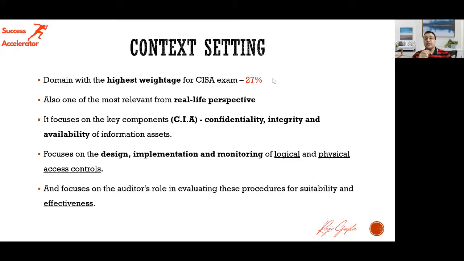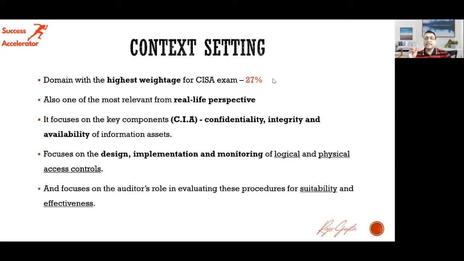And this domain, friends, is not only important for your exam, but also for your real life. Because what you will learn in this domain, you are going to use almost every day in your real life, either as an IS auditor or in the IT operations space as well. So please understand the concepts of this domain very, very carefully.